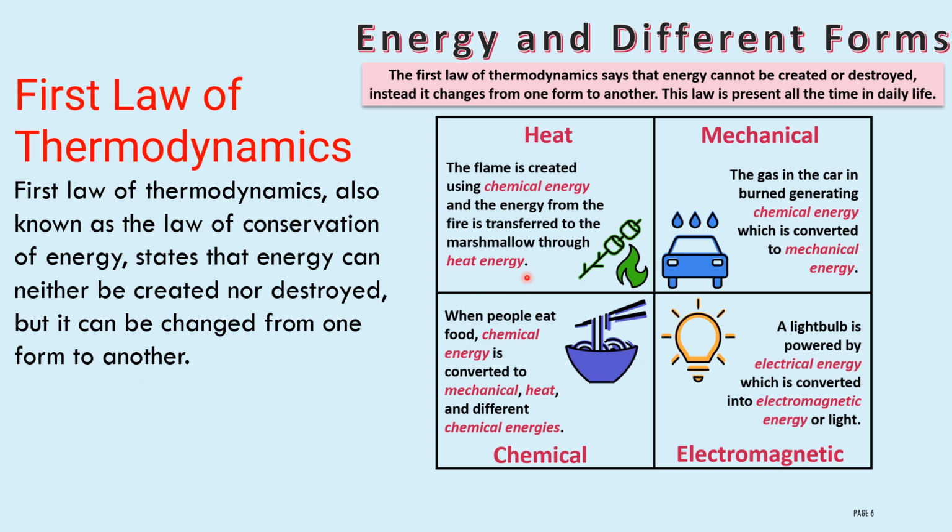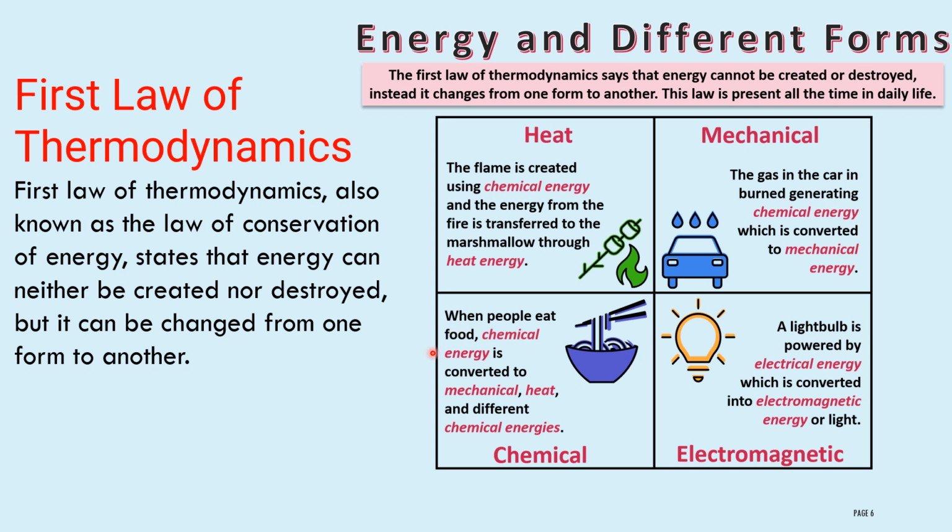Let us consider an example here. Heat: the flame is created using chemical energy, and the energy from the fire is transferred to the marshmallow through heat energy. Next one, mechanical energy: the gas in the car is burned, and the chemical energy is converted to mechanical energy. Here you can observe the gas inside the car; when it starts burning, the chemical energy is converted to mechanical energy.